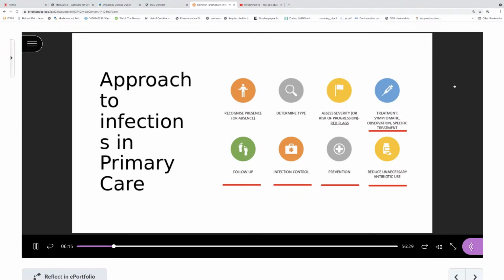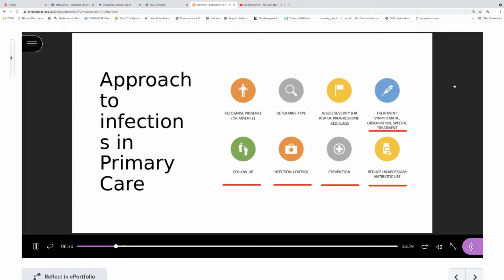Prevention is always a big part of general practice with regard to infection. Of course, immunisation is a huge part of our job. Aside from the COVID vaccine rollout, childhood immunisations and other vaccines are a big part of our job. And of course, general advice about hygiene and hand hygiene has never been more important.